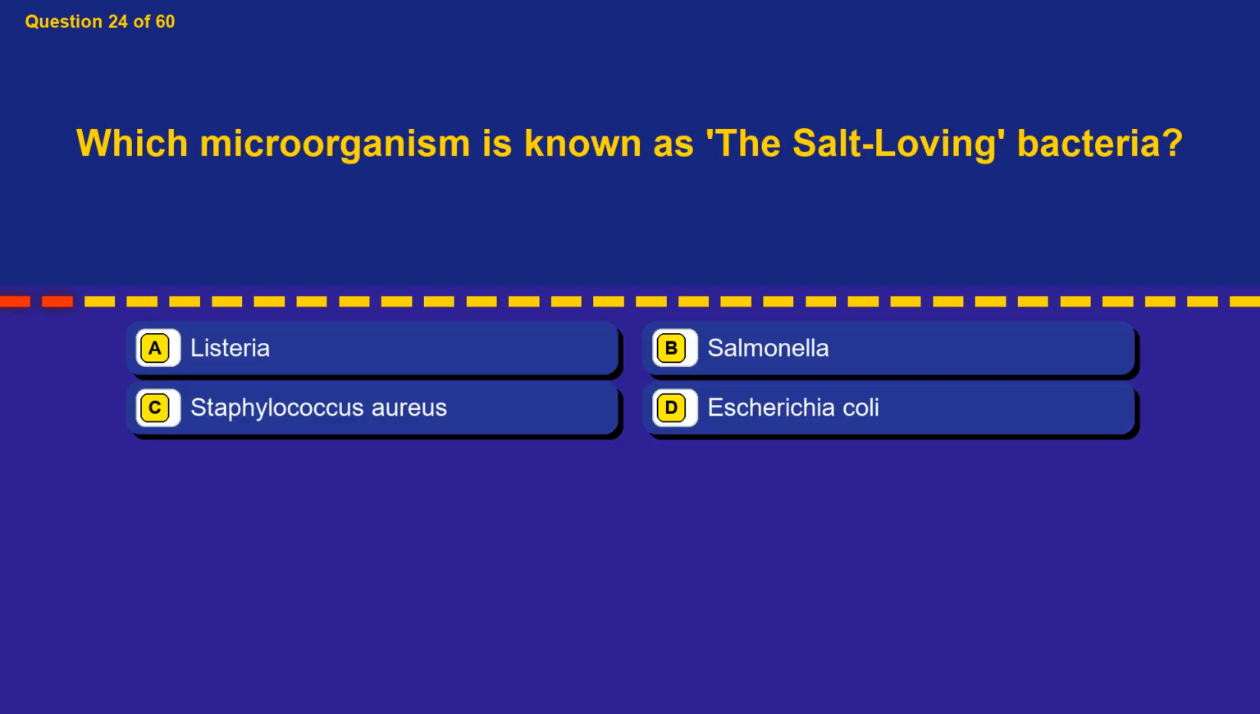Question 24. Which microorganism is known as the salt-loving bacteria? Option A. Listeria. Option B. Salmonella. Option C. Staphylococcus aureus. Option D. Escherichia coli.